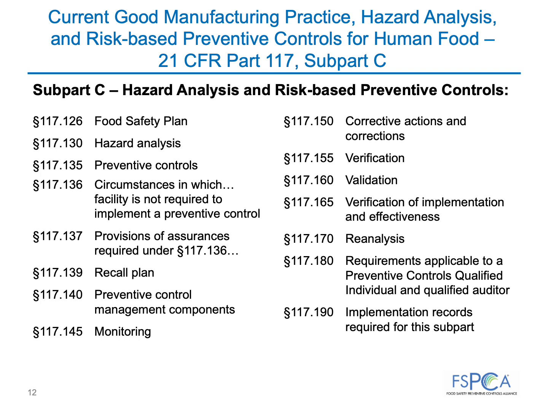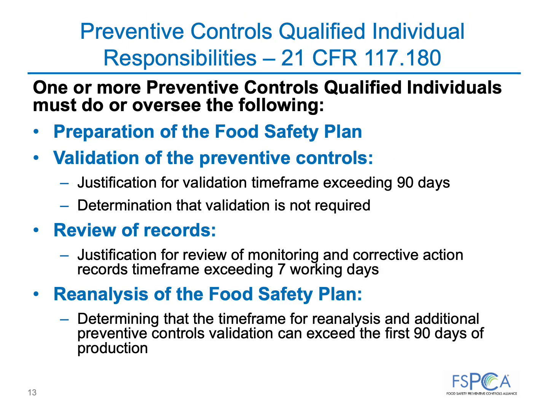The facility must have a preventive controls qualified individual prepare or oversee the preparation of the food safety plan, validation, review of records, and reanalysis. A preventive controls qualified individual is required to, among other things, develop or oversee preparation of the food safety plan, validation of the preventive controls, review of records, and reanalysis of the food safety plan.